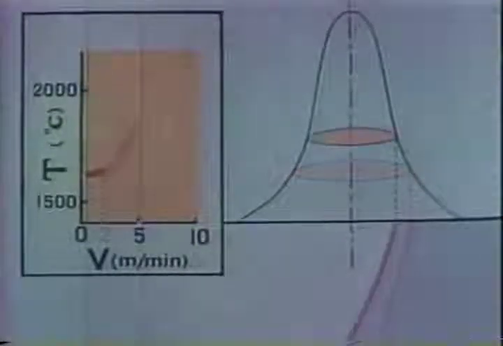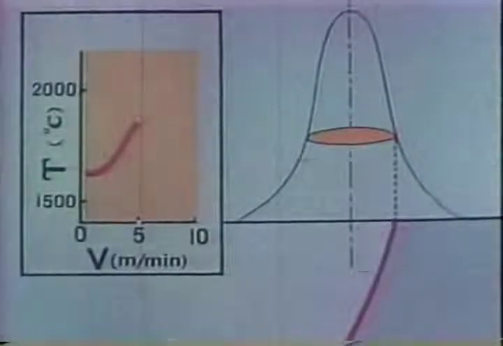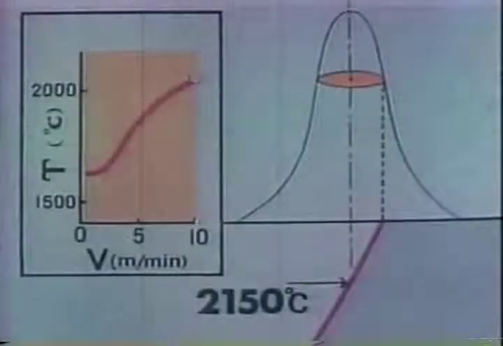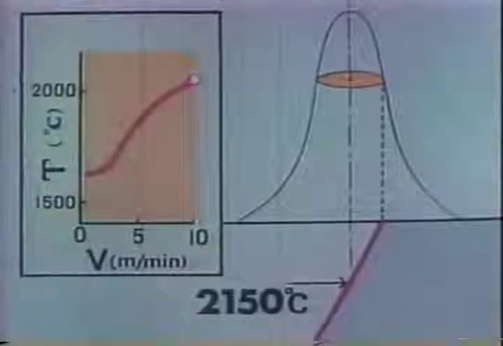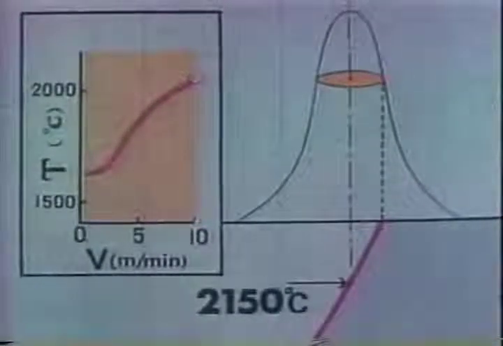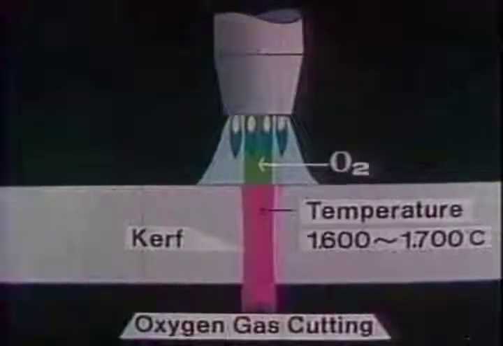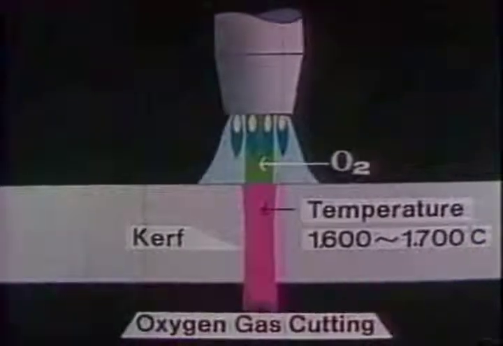At still higher speed, the power density of the active beam increases remarkably, and the inclination of the front wall becomes more gentle, so that the reaction temperature rises radically. At very high speed cutting, such as 10 meters per minute, the temperature of the front wall reaches as high as 2,150 degrees centigrade. In general, the maximum temperature in conventional gas cutting is not so high, and the reaction rate is limited only up to 2 meters per minute.